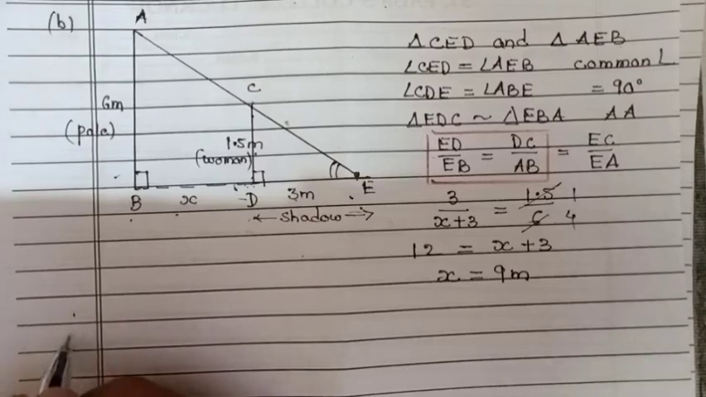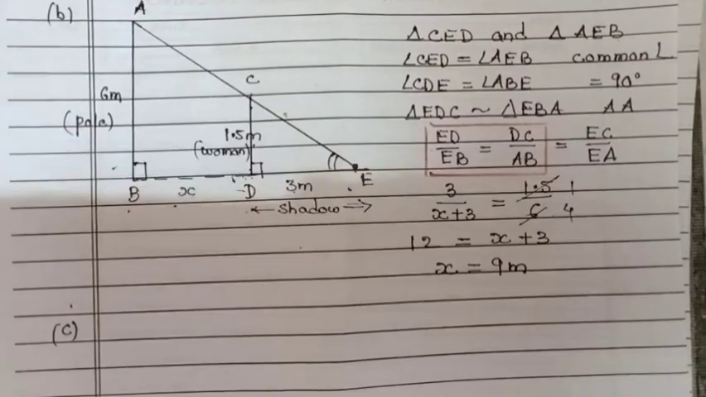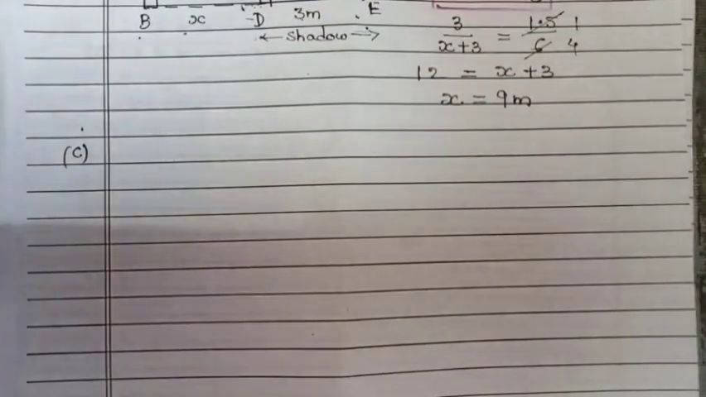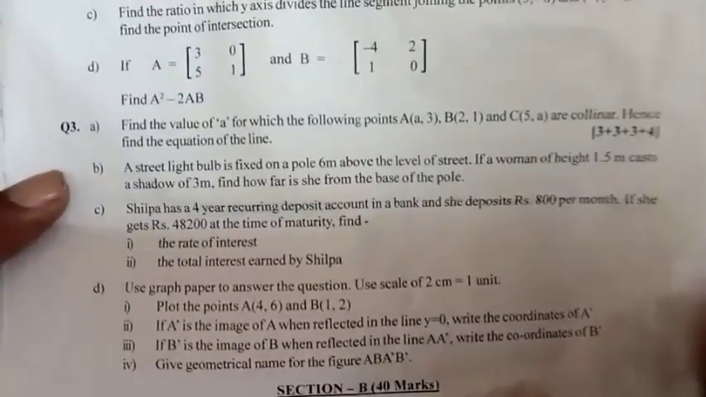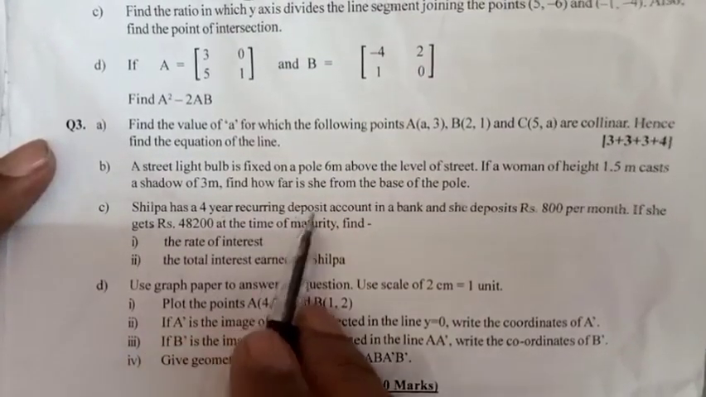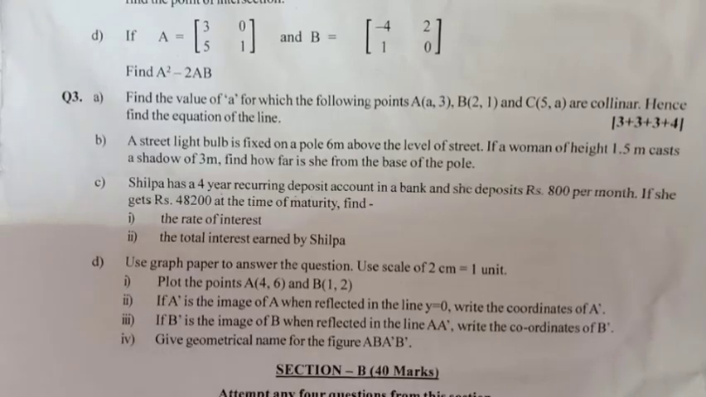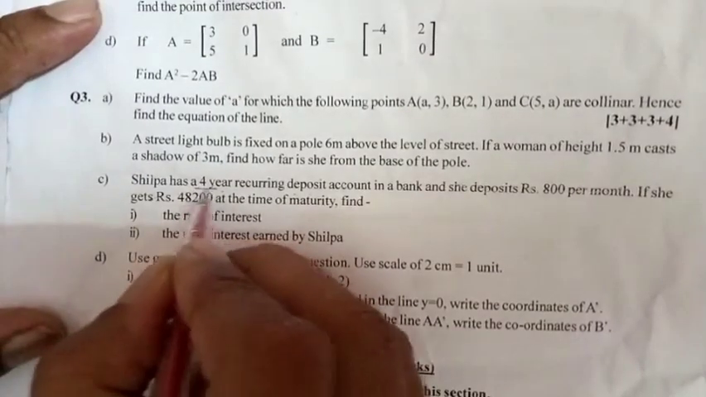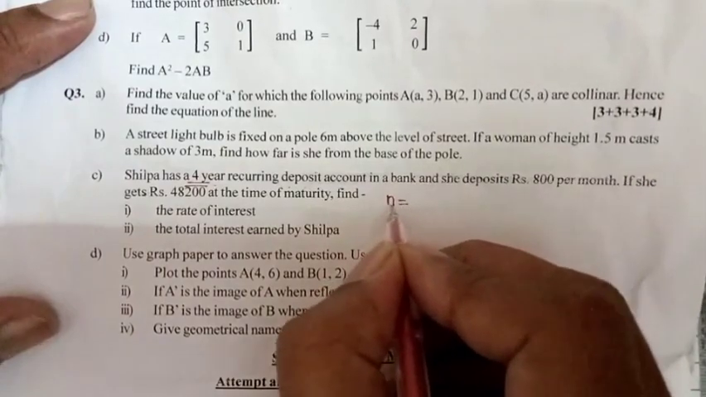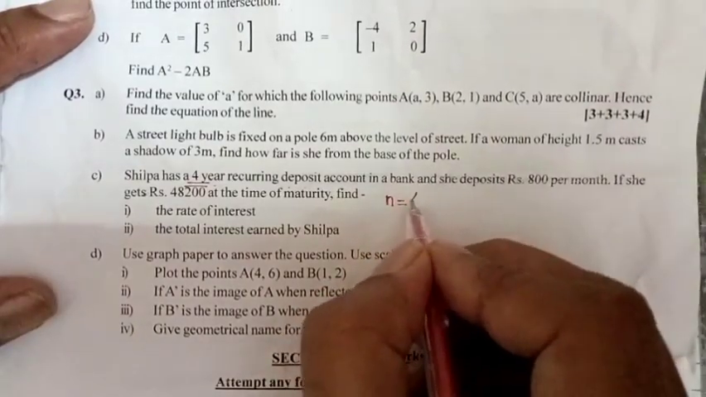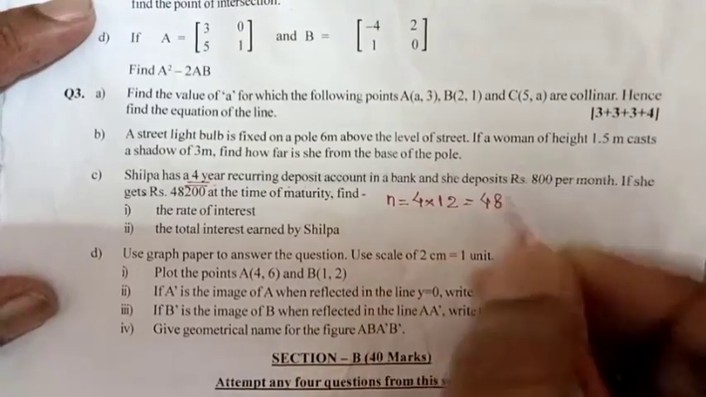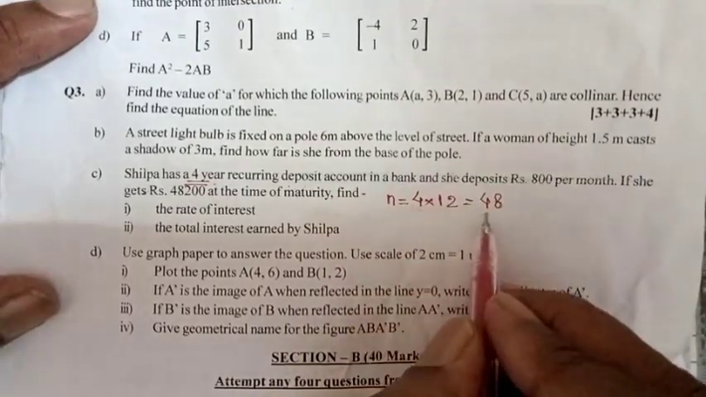Okay, now moving on to the next part, that is the C part of this question. In the C part they say Shilpa has a 4-year recurring deposit account. So time given to you is 4 year, and remember time is always taken in months. So 4 year will make it 48 months. So value for n will be 48.